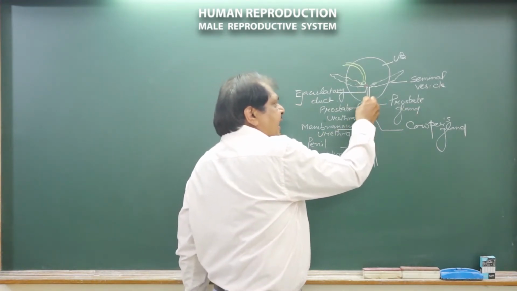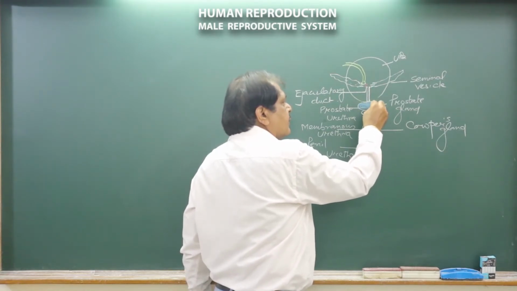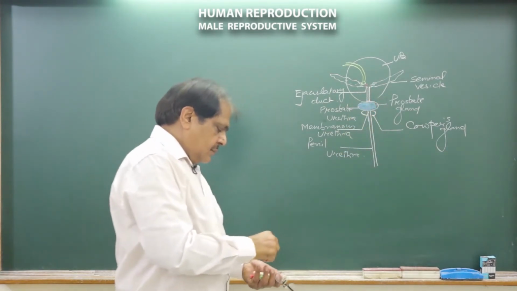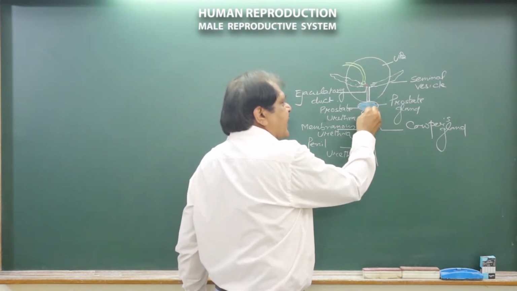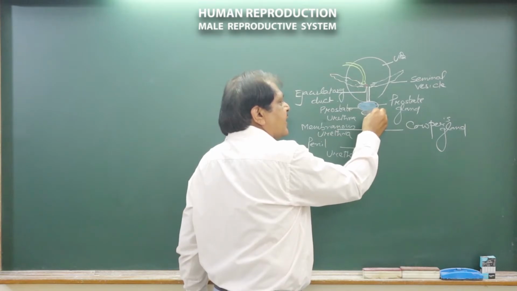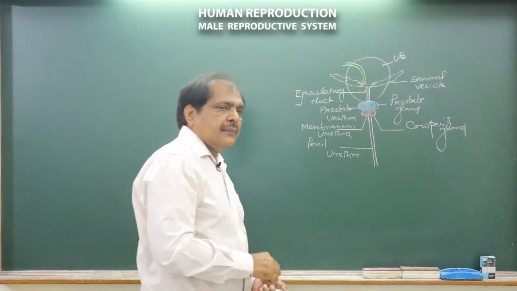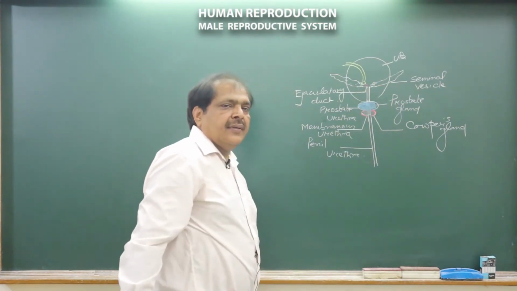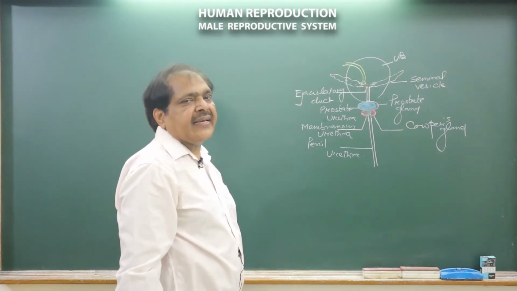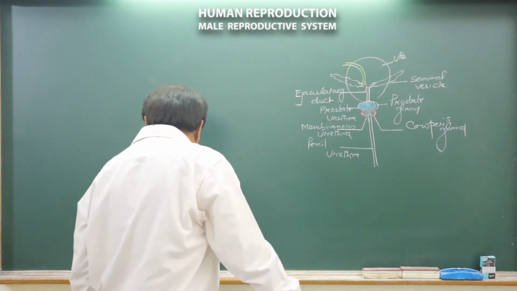This gland is the largest gland. And this gland is the smallest gland. These are two in number. One is this, then this. And these two are the sac-like structures, which are called seminal vesicles. Now let us discuss them one by one.